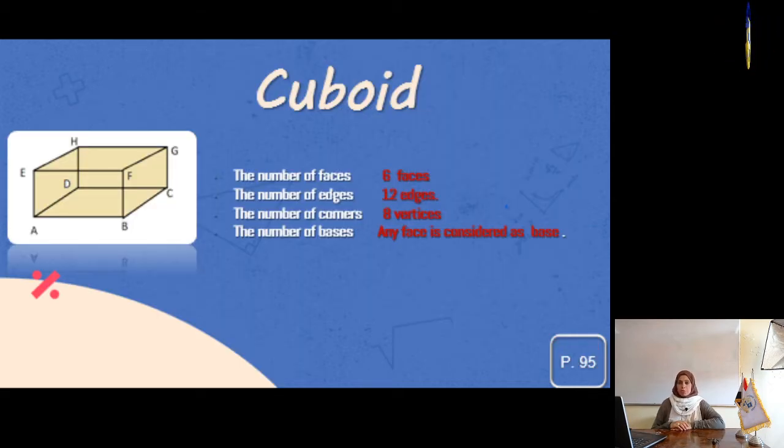Let's continue with the cuboid from your book, page 95. It's the same as the cube, except for one thing. All the faces are rectangles. Number of faces, 6. Number of edges, 12. Number of corners, 8. And of course, all the faces are rectangles. So the cuboid, they are rectangles. The cube, squares.